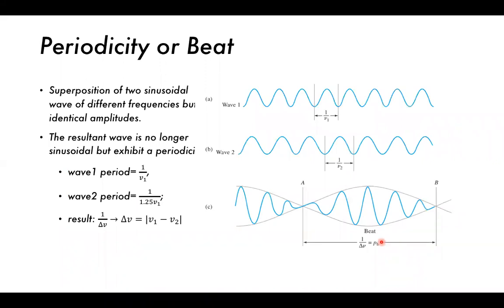Periodicity, or the beat of a particular wave. The superposition of two sinusoidal waves of different frequencies but identical amplitudes is seen here. The resultant wave is no longer sinusoidal, but exhibits a periodicity. These two waves are offset from each other, you can see here V2 and V1, and the trough corresponds with the peak.